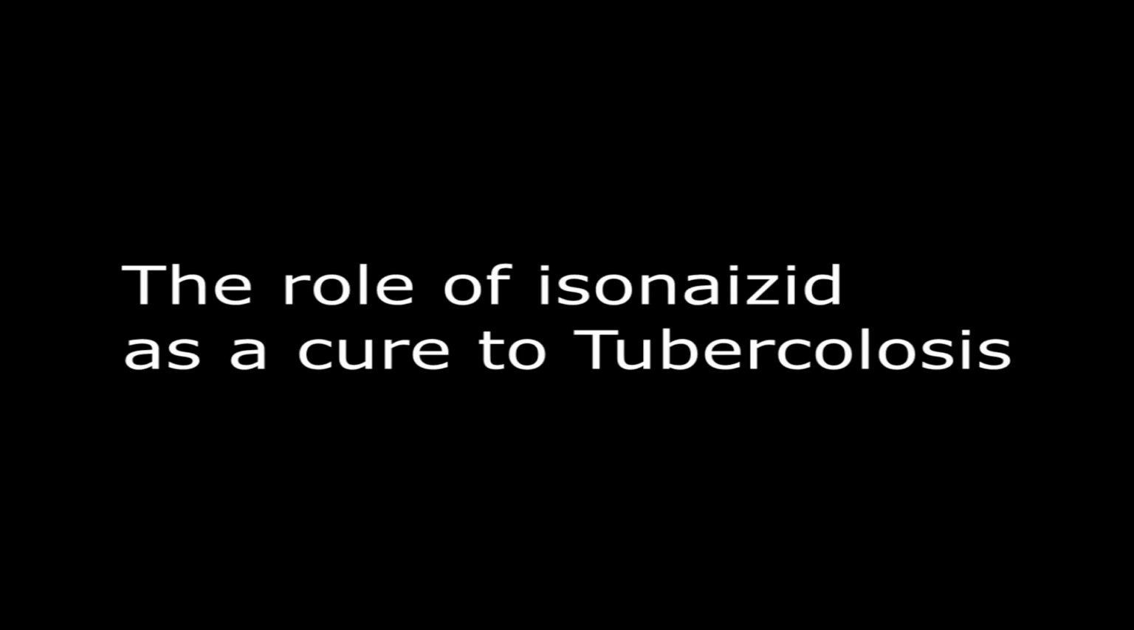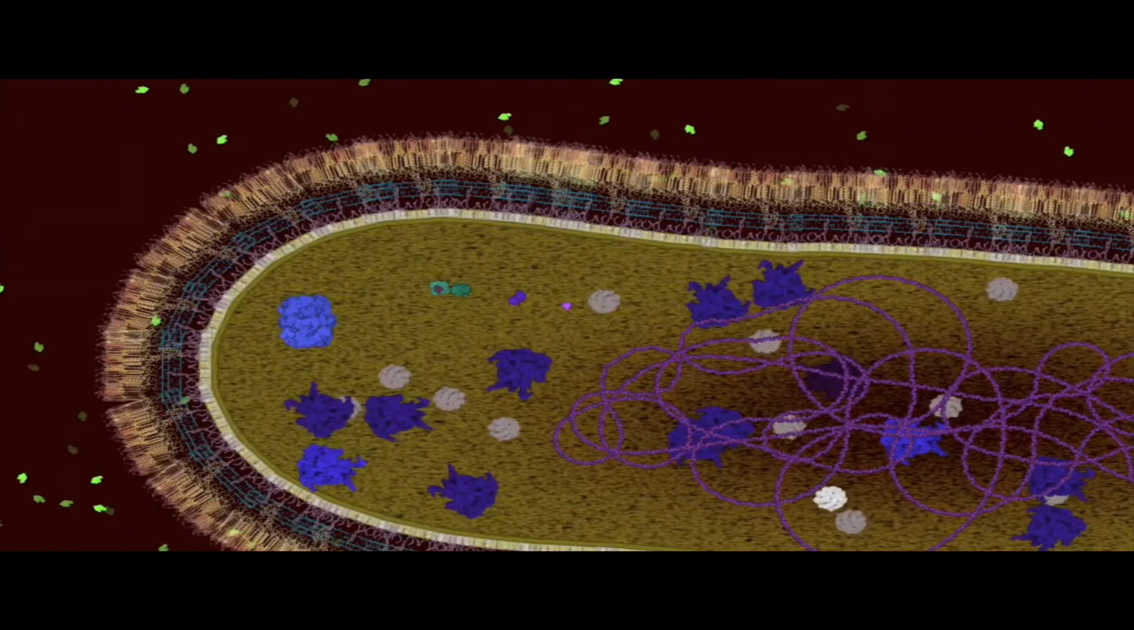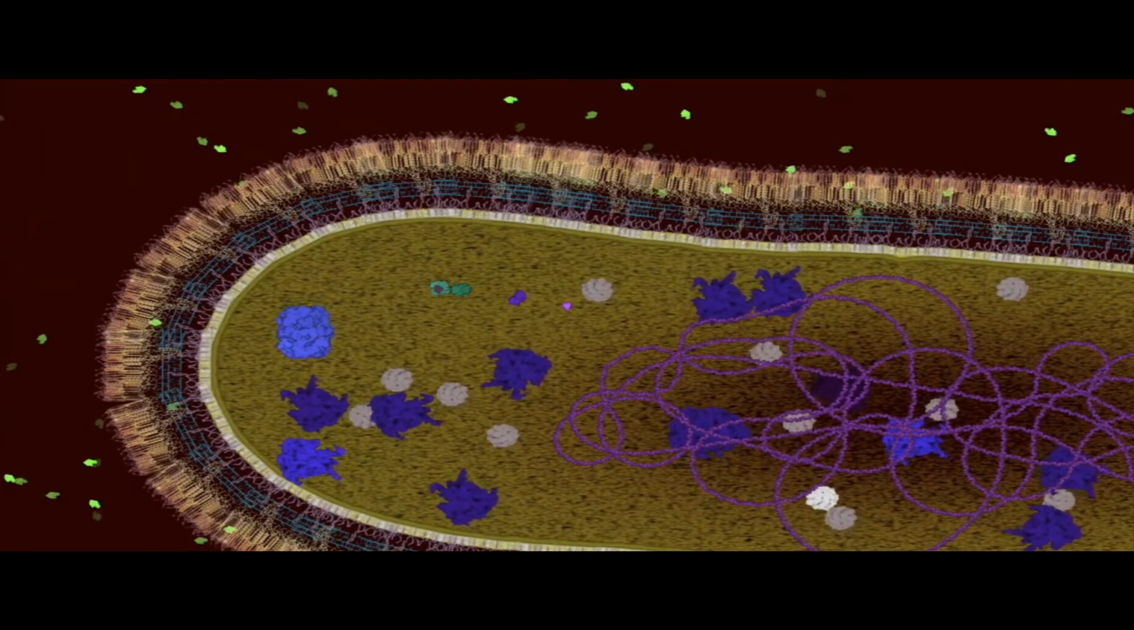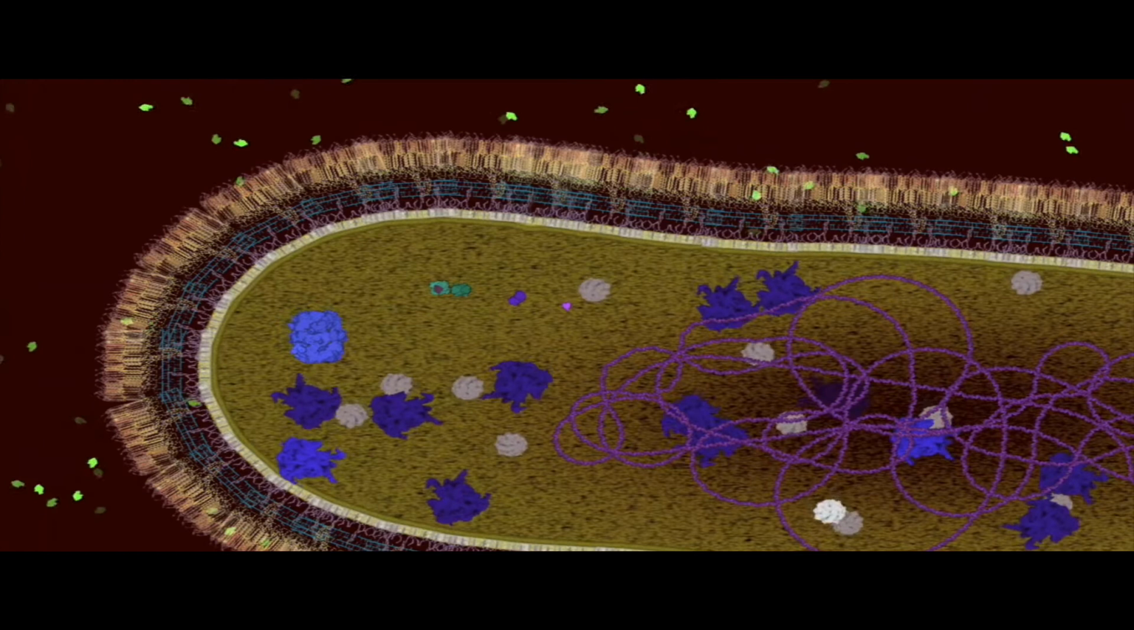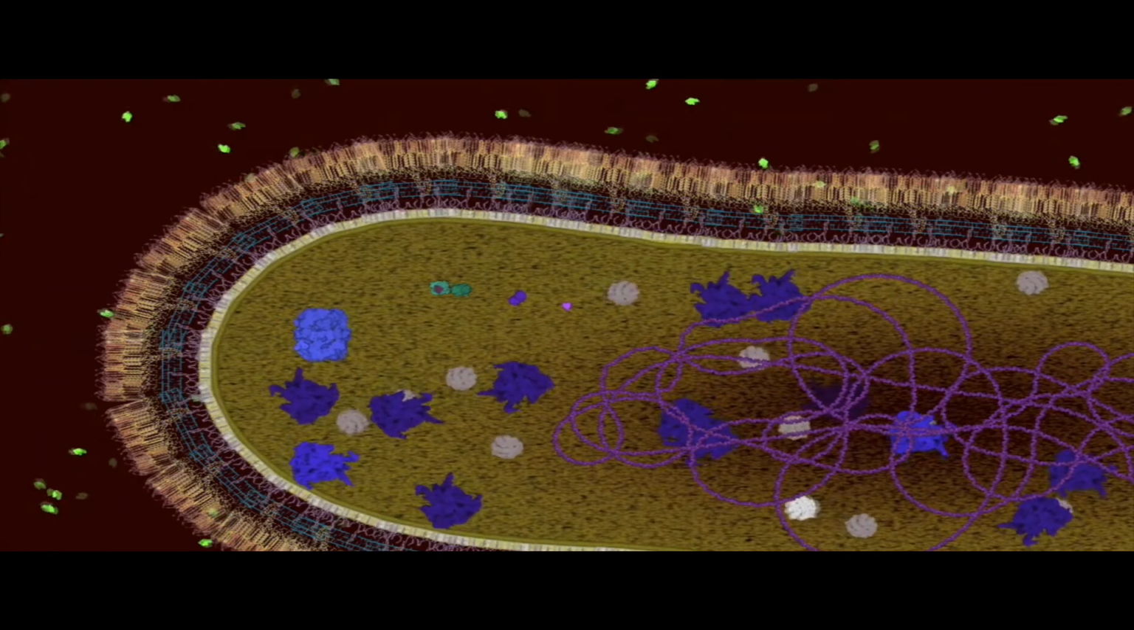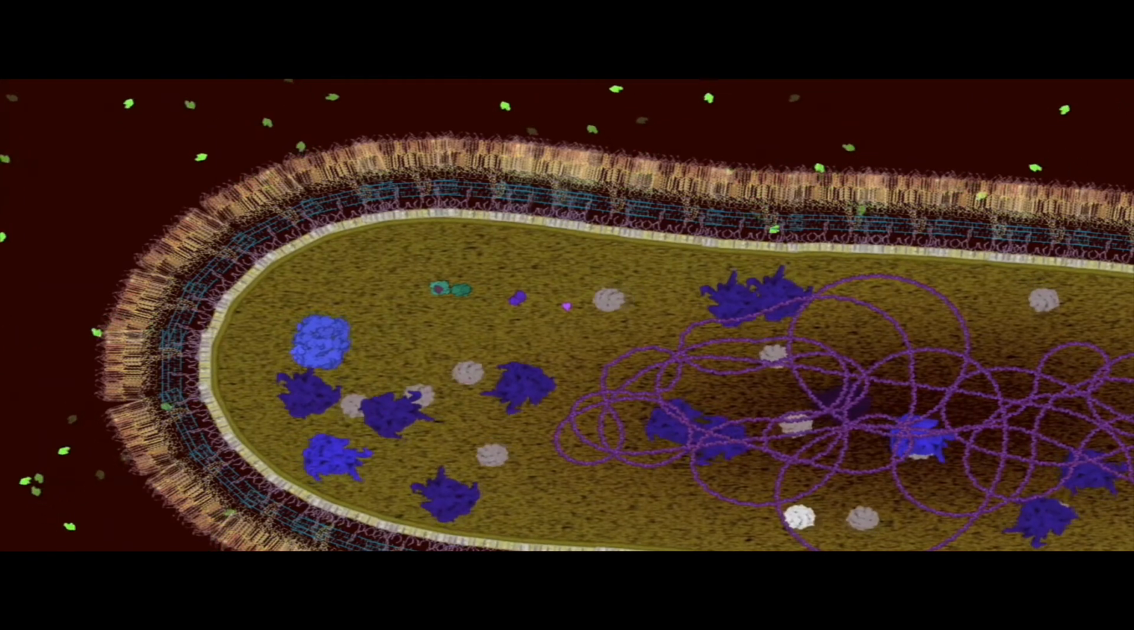This video is about the role of isoniazid as a cure for tuberculosis. Mycobacteria are a genus of bacteria of which some species are able to cause tuberculosis. In this video, we will focus on the proliferation of mycobacteria, specifically the cell wall synthesis.